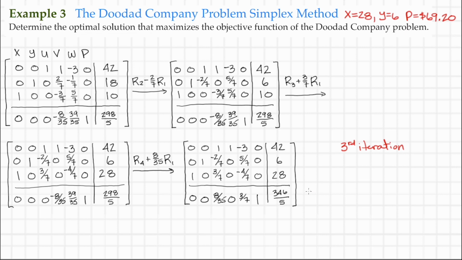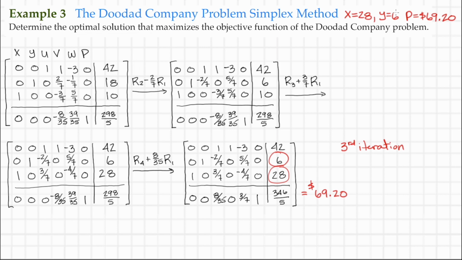But what we can see right here is 346/5. Well, that's equal to 69.2. And since we're talking about money, we'll make it $69.20, which of course matches what we have up here for maximizing our objective function from the previous chapter. Here we have x. X is 28, and that's what we have here. And here is our y, and y is 6. And we can see that's what we have right here.